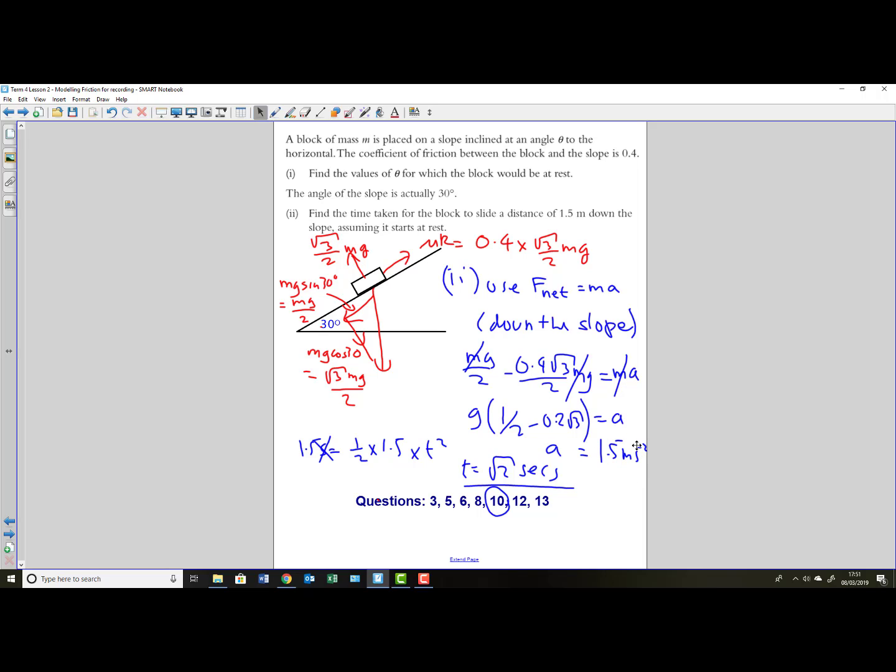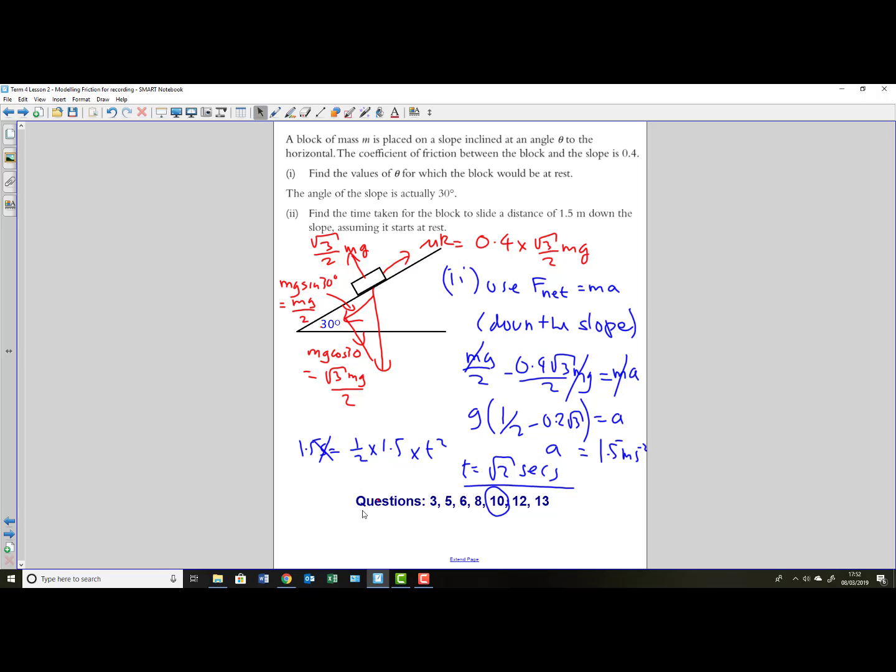That's only approximate. I've rounded it off to 2 significant figures. And then finally, I substitute this figure here back into the appropriate SUVAT equation. In this case, s equals ut plus a half at squared. It starts from rest. So I'm left with s equals a half at squared. I rearrange and I get a value of time for which it takes the block to slide 1.5 meters down the slope.